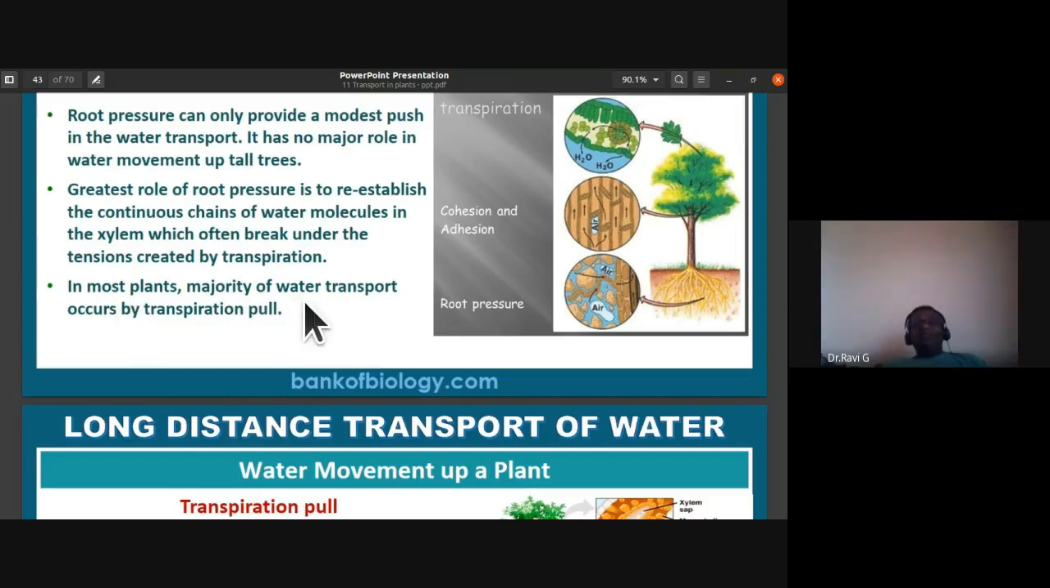In most plants, the majority of water transport occurs by the transpirational pull. In the majority of plants, the transport of water for long distances occurs through transpiration. Here they are just showing that root pressure is created, the cohesion and adhesion are responsible for the continuous column of water to be transported, and transpiration is responsible for the water reaching even to the tip of the plant.